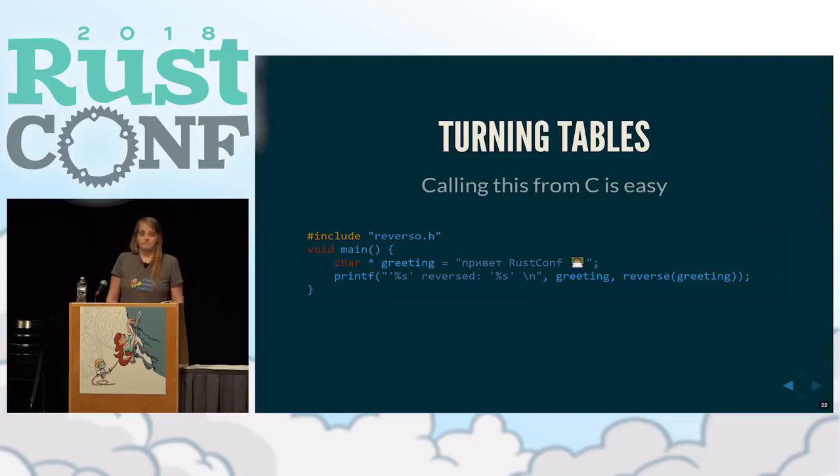OK, so far so good. Calling this from C is then actually pretty simple. We include the reverso header. We generate a very Unicode greeting. And then we call our Rust code that will reverse this for us. And when we call it, we get that out.